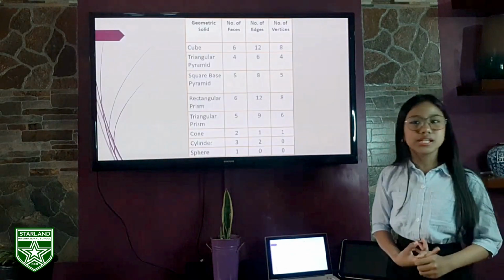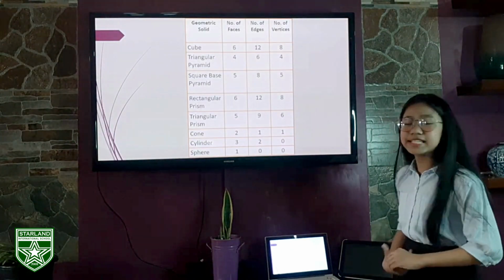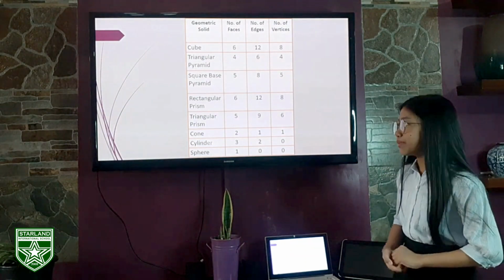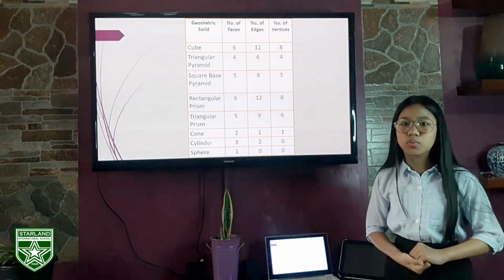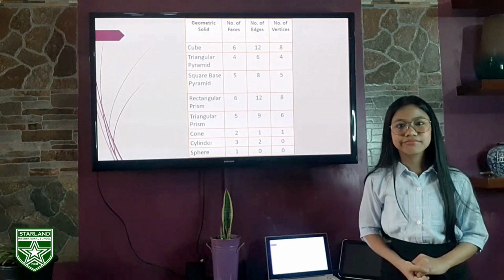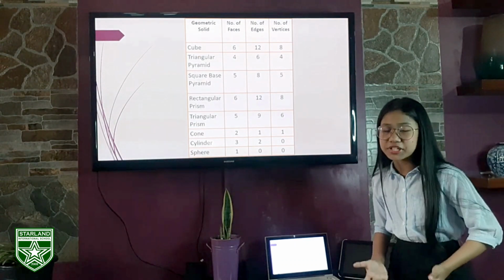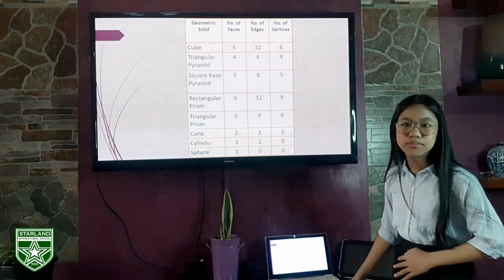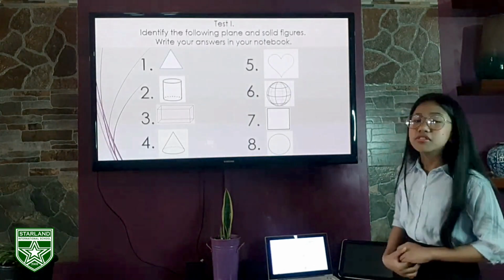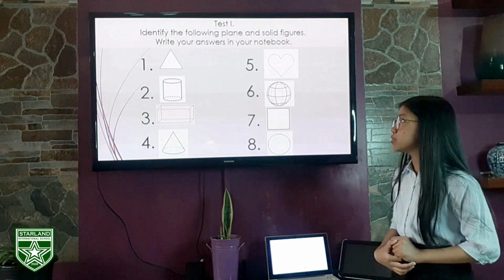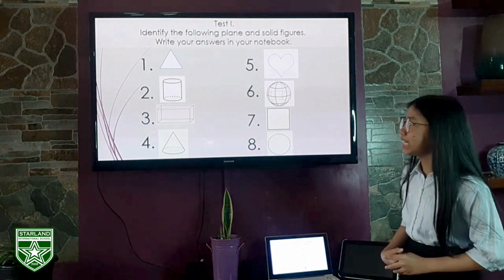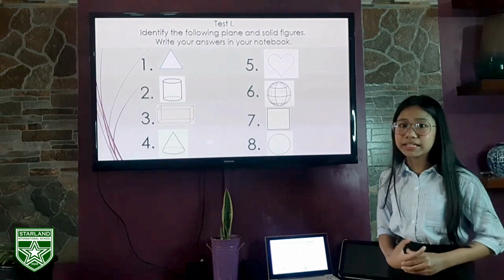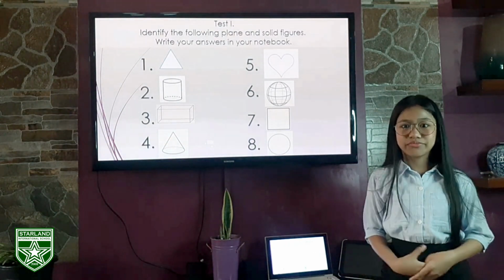Okay, so we have here the table of how many faces, edges, and vertices each geometric solid has. So you may copy it and pause the video if you wish to. Okay, so I will just now assume that you already have copied this and you don't have any questions. Let's move on now to our activity. For our activity, you will just have to identify the following plain and solid figures. You may write your answers in your notebook, and again, you may pause this video if you want.